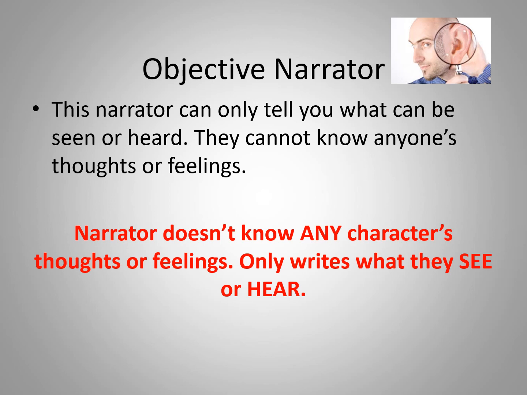Objective. So the narrator can only tell you what can be seen or heard. They cannot know anyone's thoughts or feelings. So what does that mean? If it is written in third person objective, the narrator does not know any character's thoughts or feelings. They only write about what they see or what they hear. So I don't have any idea what any of the characters are thinking or feeling. I am simply writing what I see or what I hear.